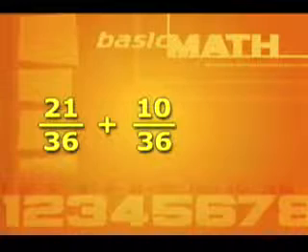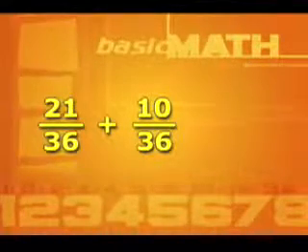Okay, we've got common denominators for our fractions. So now that our denominators are the same, we can add or subtract the fractions and then simplify if possible. We add 21/36 and 10/36.